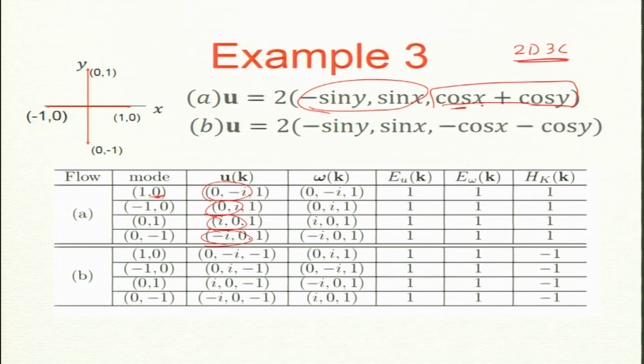Cos x will come from cos x. 1 0 means it is the x component, so that will give you 1, and cos y corresponds to 0 1, 0 1 and 0 minus 1. So all of these have magnitude 1, or amplitude 1, because 2 is sitting in front. Is that fine with everybody? So 2 cos x is e to the power i x plus e to the power minus i x.